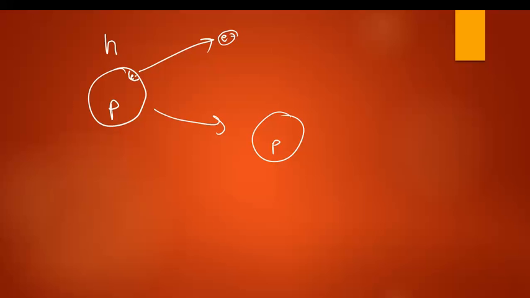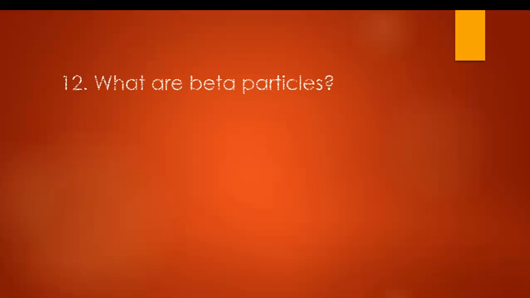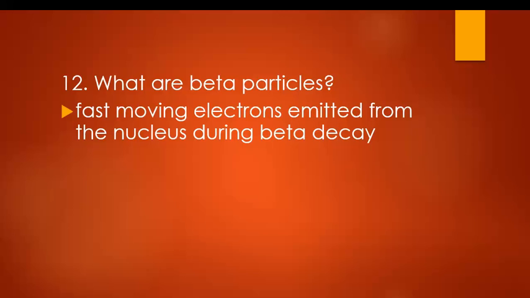And when it goes off, is it an electron? Not really, but it has all the characteristics of an electron, so we say that it's an electron. It's the nasty, negative nastiness that's inside every neutron. Every neutron is made up of beautiful proton-type stuff and a little bit of nasty electron. That's what is given off. So, what are beta particles? Fast-moving electrons emitted from the nucleus during beta decay.